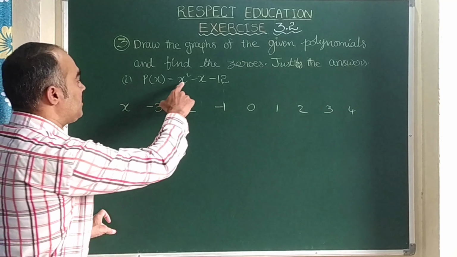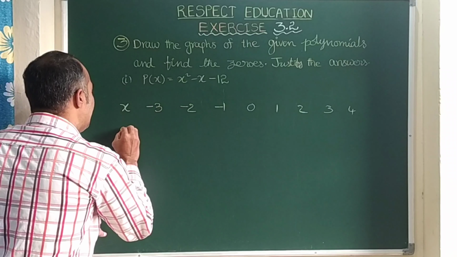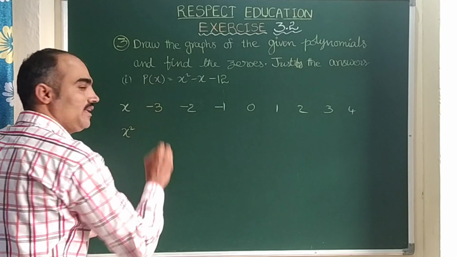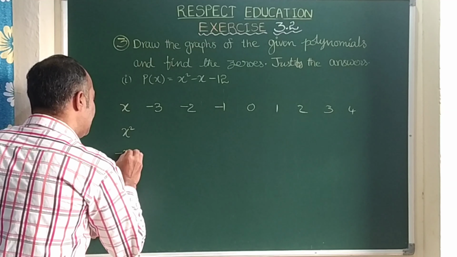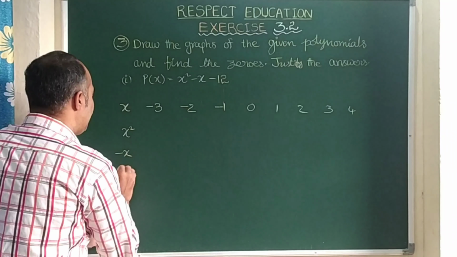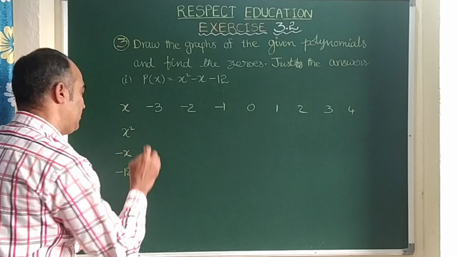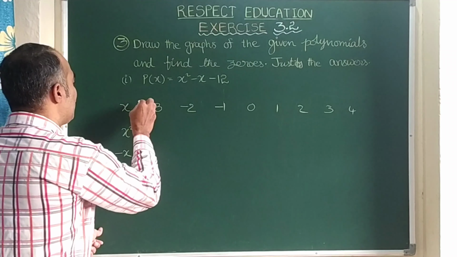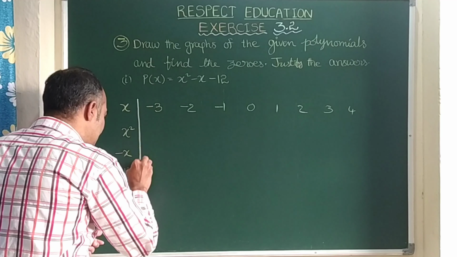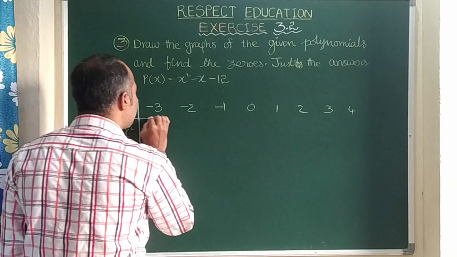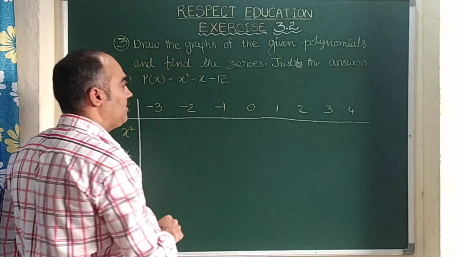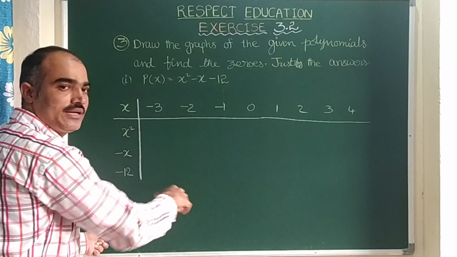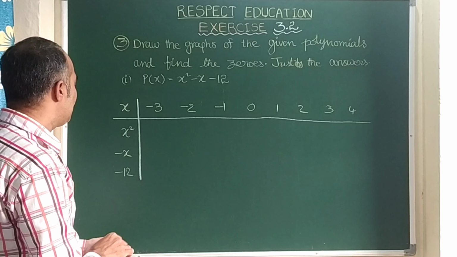Now here first you see x square is there. Here I am taking x square. Next, the second term is minus x, and the constant is minus 12. Now what we are going to do here, I maintain a gap between the numbers I have taken and what I am going to get now. So let us do the first one.